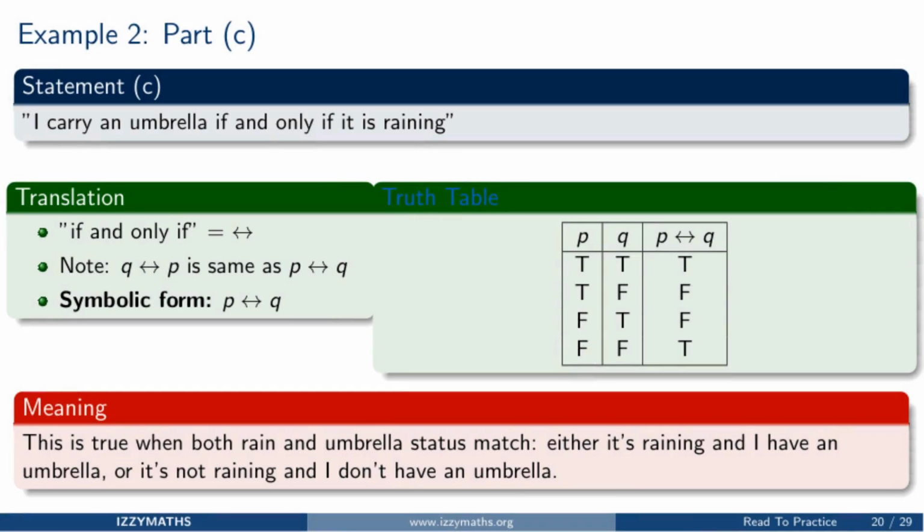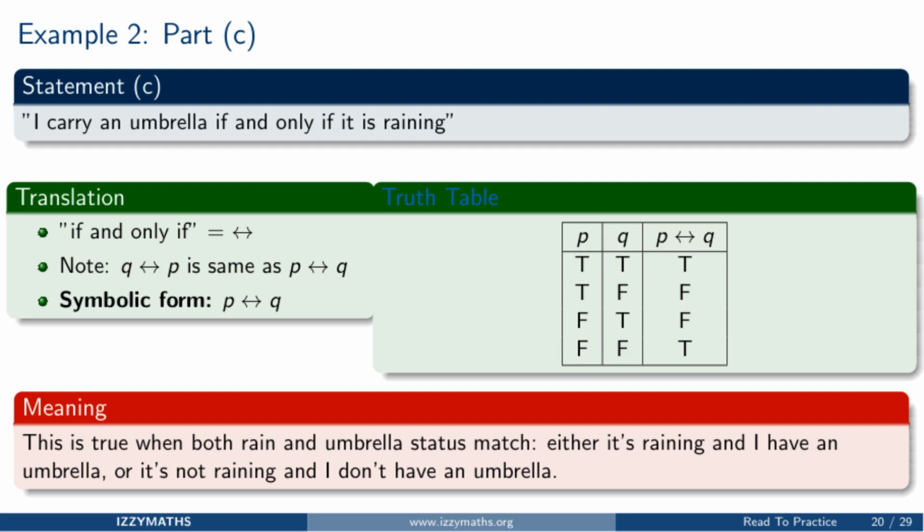Statement C. I carry an umbrella if and only if it is raining. The phrase "if and only if" translates to biconditional. Note that Q if and only if P is the same as P if and only if Q. Our symbolic form is P biconditional Q.